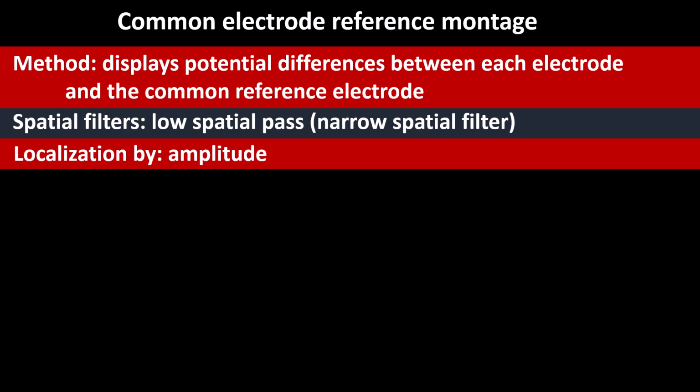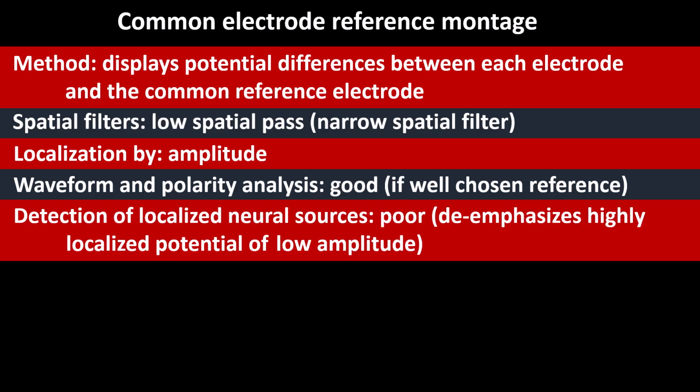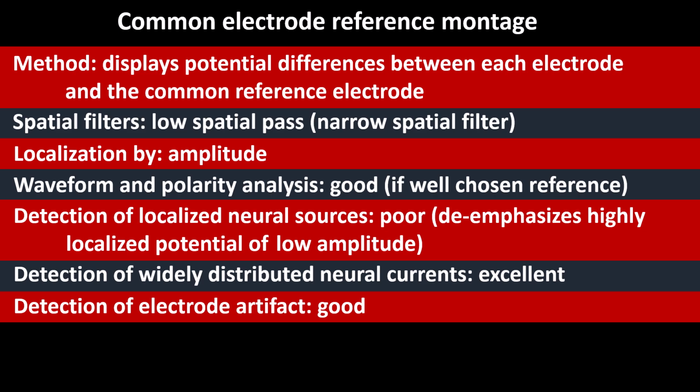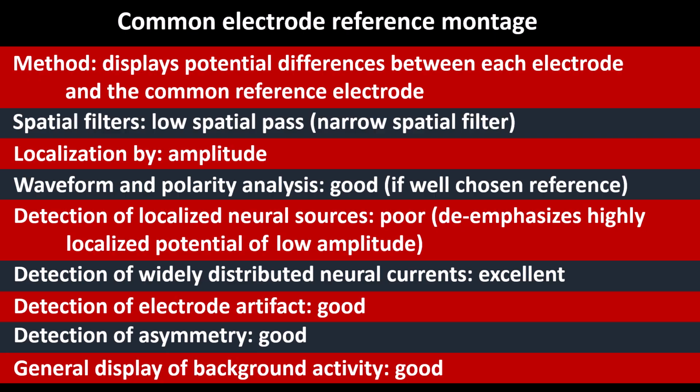This is very reliable, but only when the reference electrode is equidistant to all the potentials in question. Waveform and polarity analysis is very accurate if the reference has been well chosen. The ability of this montage to detect local neural sources is poor since it de-emphasizes highly localized potentials of low amplitude. Common electrode reference montage is excellent to detect and analyze widely distributed neural currents. They are good at detecting electrode artifacts. They are good to detect asymmetry, and they are good to display and analyze background activity.